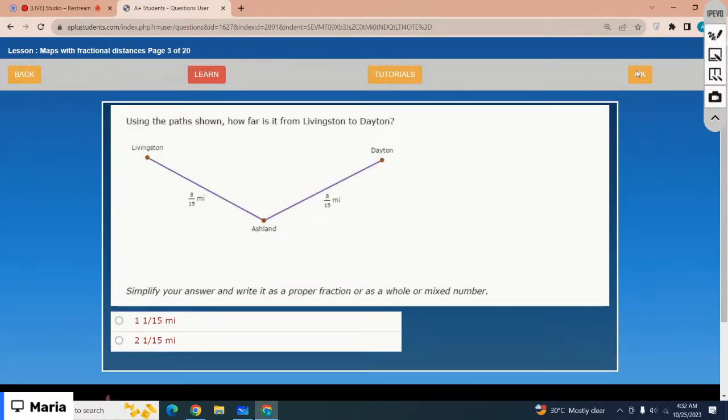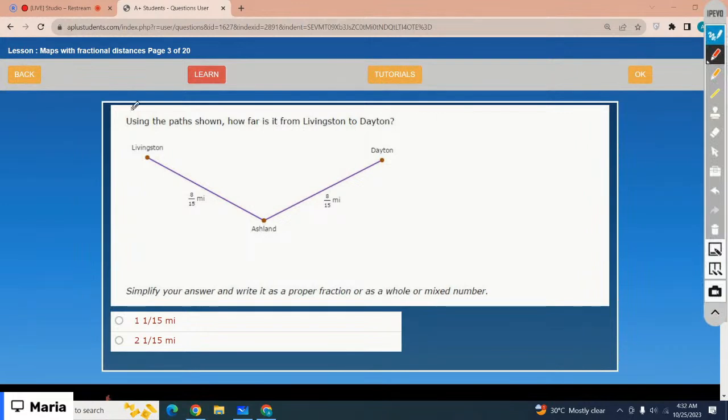Okay, using the path shown, how far is it from Livingston to Dayton? Basically, you have to calculate the total distance from here to here. You need to add these distances, right? So 8 plus 8 is 16 over 15. When you divide it is 1 whole 1 over 15. The correct option is option number 1. Got it? Option 1 is the correct option.